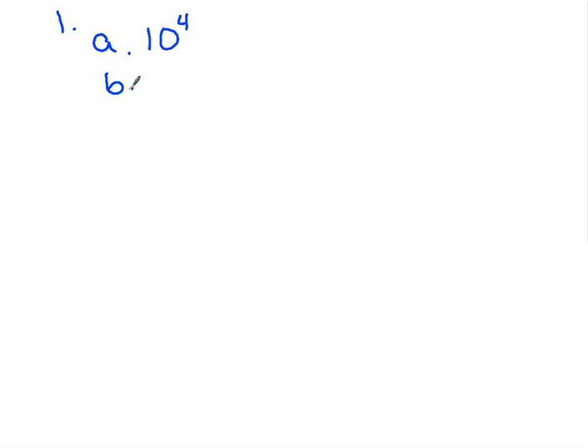So in B, we have the number 1,000. How many zeros are in 1,000? 3. So I just do this. Okay, so we know we have a 3, so it's going to be to the power of 3. And then what number am I missing that helps me get to 1,000? 10. So we would have 10 to the power of 3.